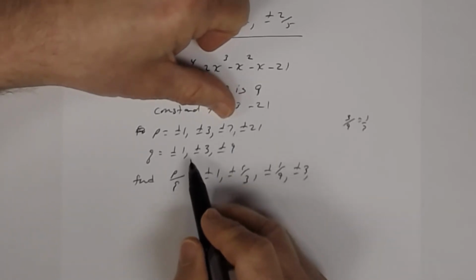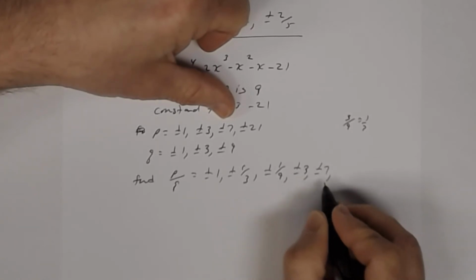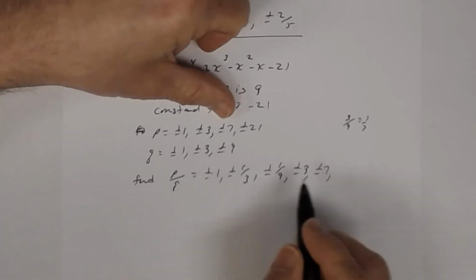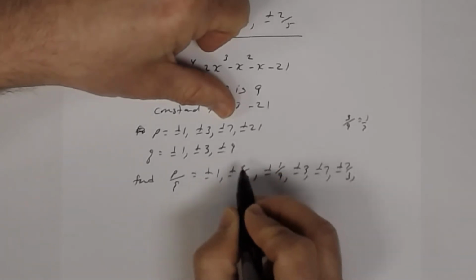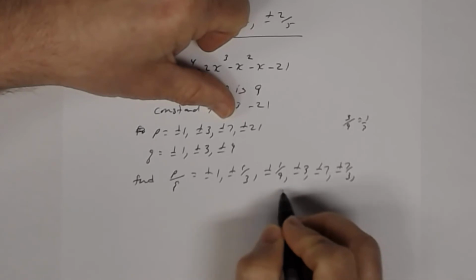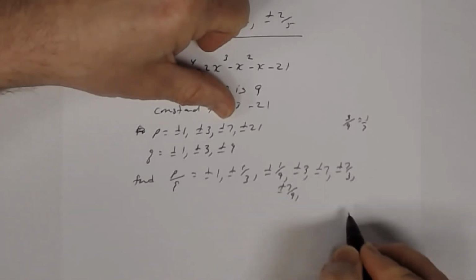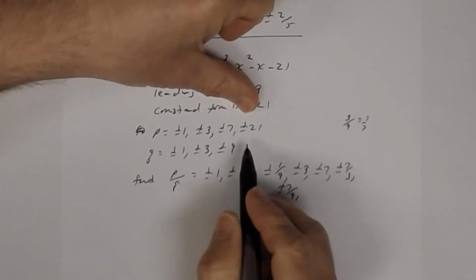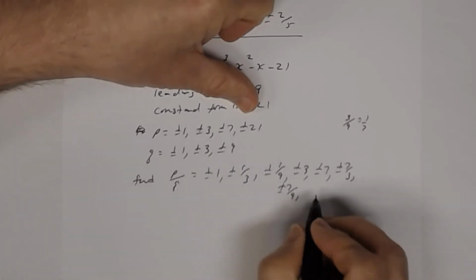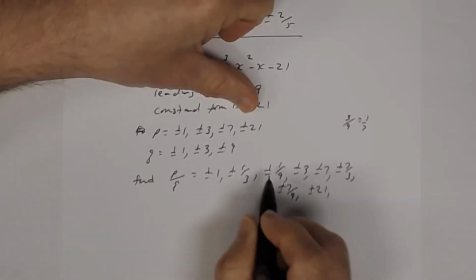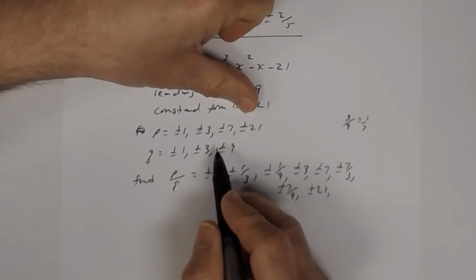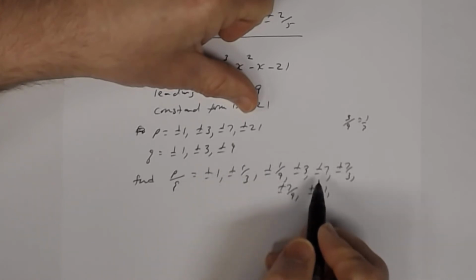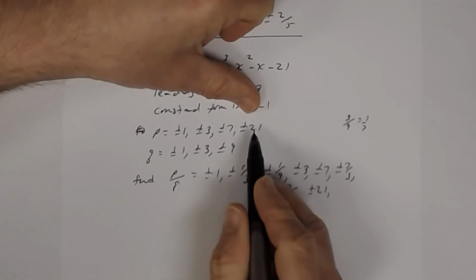Plus or minus 7 divided by plus or minus 1 is plus or minus 7. Plus or minus 7 divided by plus or minus 3 is plus or minus 7/3. Plus or minus 7 divided by plus or minus 9 is plus or minus 7/9. Now let's do 21. Plus or minus 21 divided by plus or minus 1 is plus or minus 21. Plus or minus 21 divided by plus or minus 3: 21 divided by 3 is 7, and I already have it listed. And then 21 divided by 9.